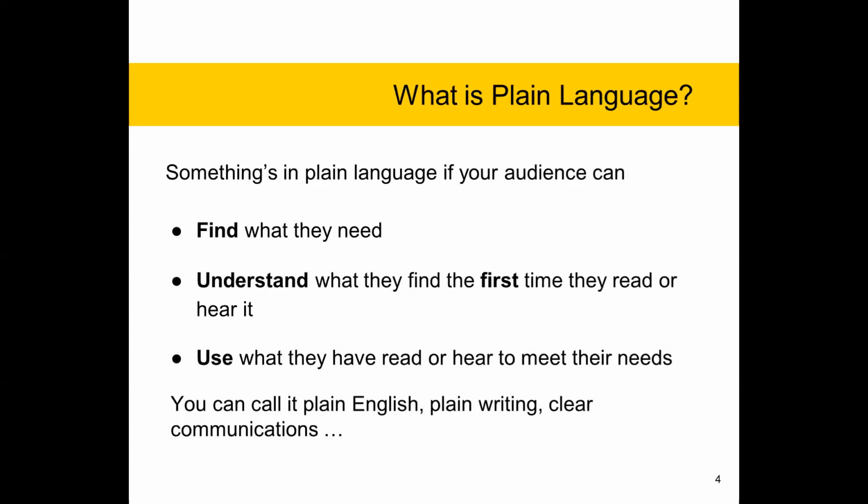And they can understand what they find the first time. How many of you have gotten emails where you're like, I don't know what I'm supposed to do. Does this apply to me? Does this not apply to me? I'm not sure. I don't know what I need to do. And the last part of this definition is people have to be able to use what they've read or what they've heard, because this could be a speech as well or testimony. They have to be able to use it. So don't give people information they can't use. Don't give them information that's hard to understand, and don't hide it. These are like the three rules.